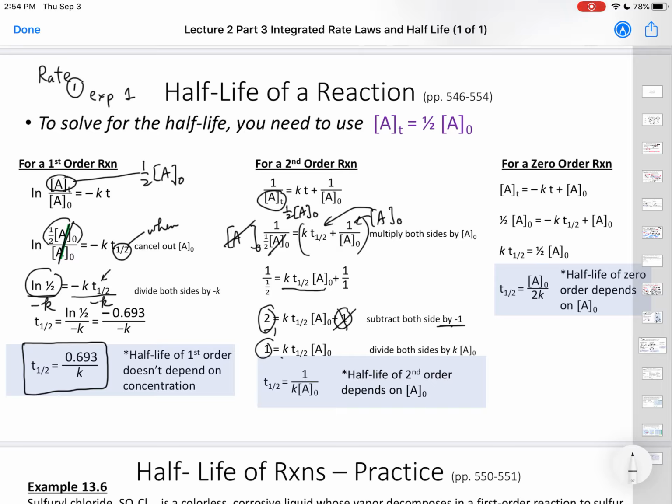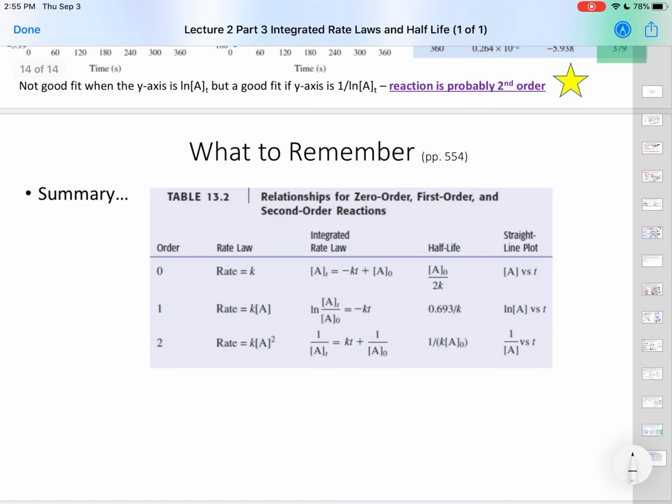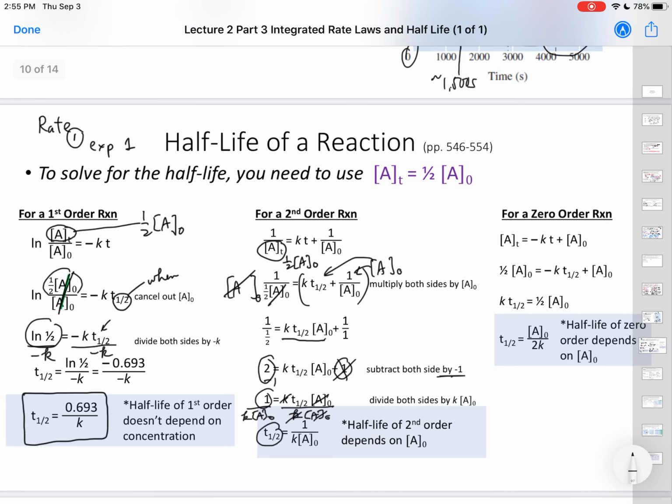And so if we divide this side by k a of 0, and divide this side by k a of 0, the k cancels out, the a of 0 cancels out. I'm left with t 1/2 is equal to 1 over k a of 0.